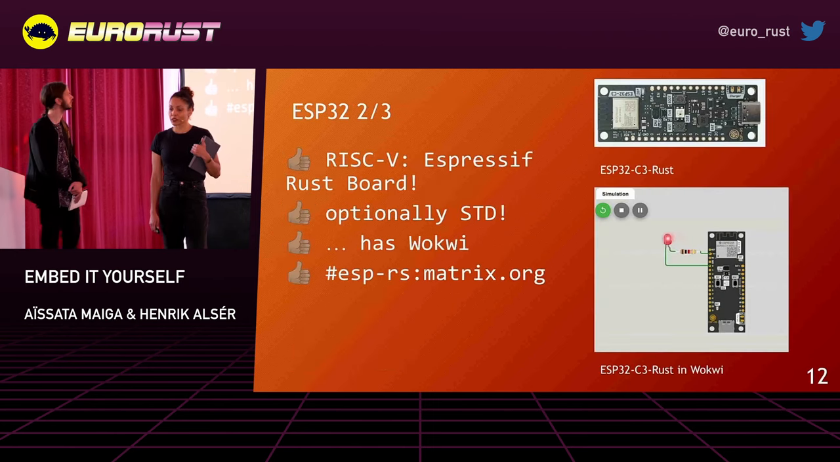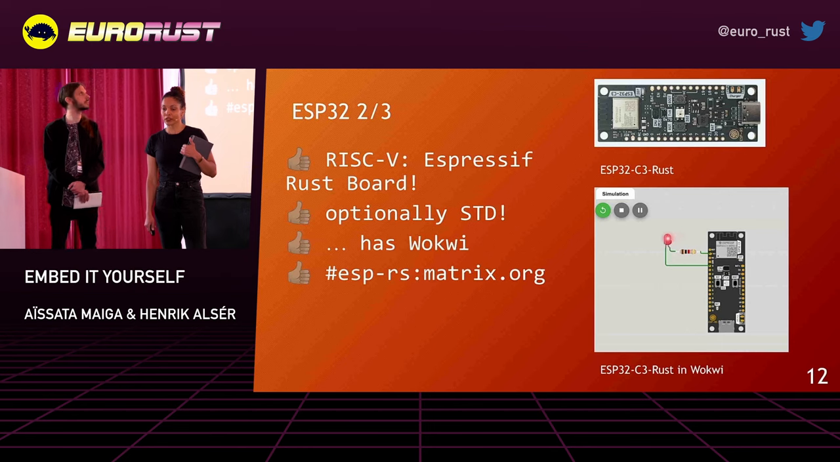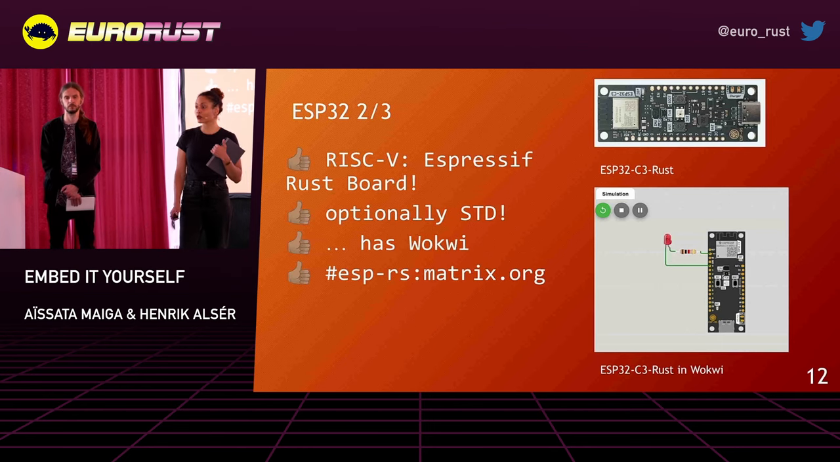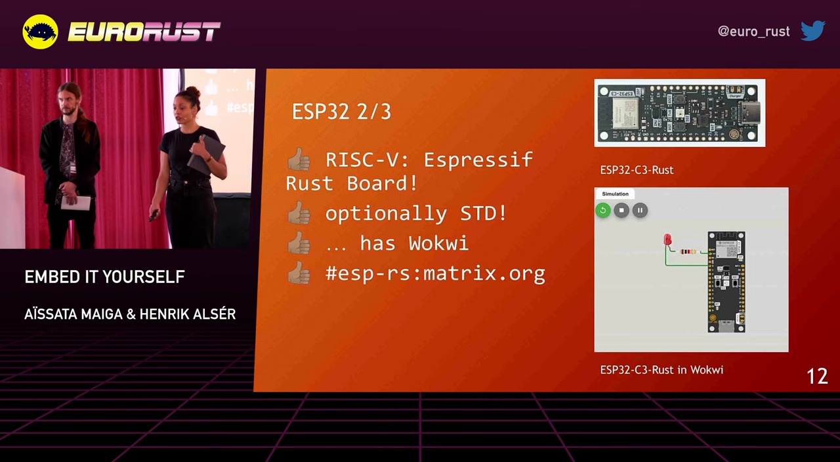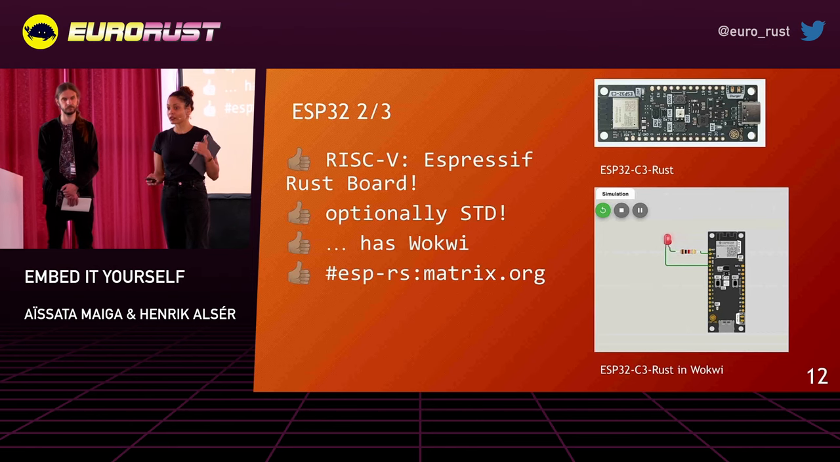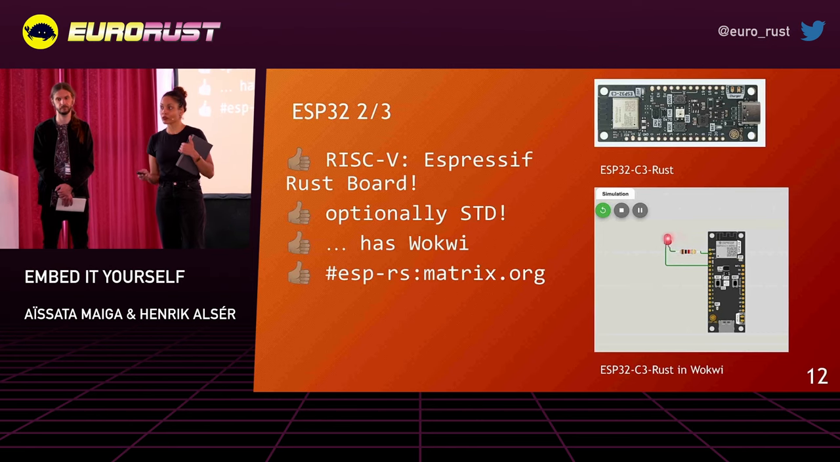Then the new hotness, RISC-V. So Espressif, we have been working a lot with Espressif at Ferrous Systems to produce training material. They have this board that is made explicitly for Rust. It's called the ESP32-C3 Rust board. It has something great that other boards don't usually support. It supports Rust std.